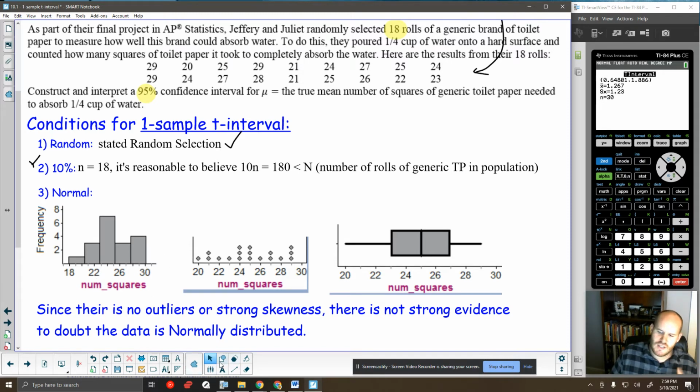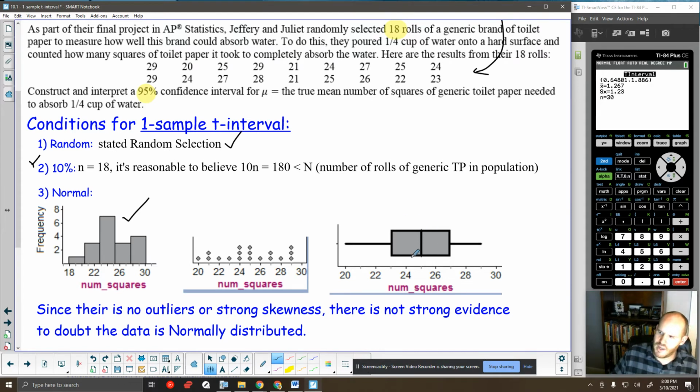You can check this. You don't have to make all 3 of these graphs, but you can make any one of these. Looking at any one of these graphs, they're all different depictions of the same idea: box plot, histogram, dot plot. From the histogram, I can see that though I have slight skewness, there are no outliers or strong skewness. So there's not enough evidence to doubt that the population is normally distributed. That's how we meet the condition in this case.